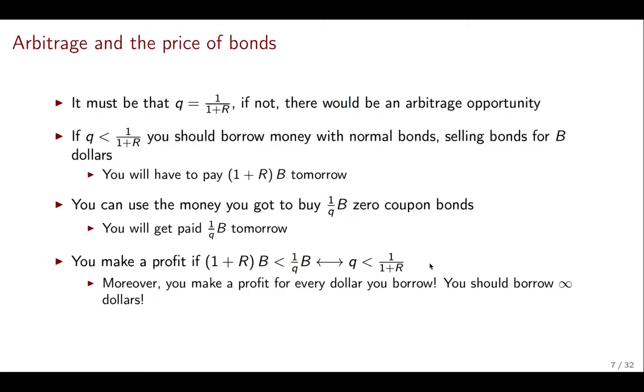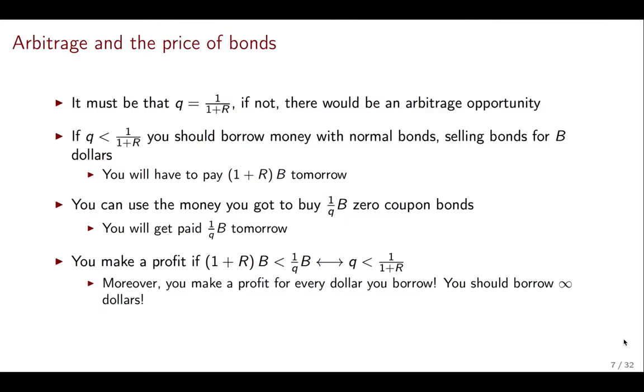And so you should actually borrow infinitely many dollars so that you can then buy a lot of zero coupon bonds. Those zero coupon bonds are going to pay tomorrow more than what you had to pay in interest for the borrowing that you made. And that's how you have an arbitrage opportunity. So it must be that in equilibrium, Q is equal to 1 over 1 plus R.